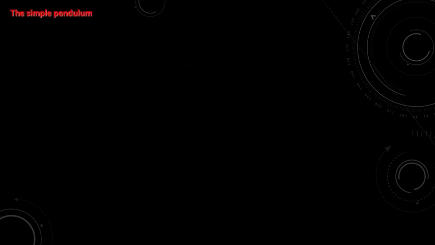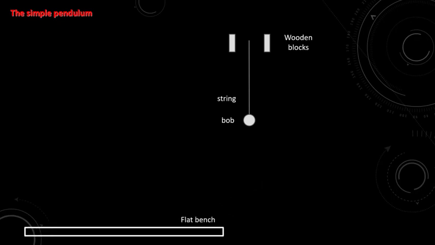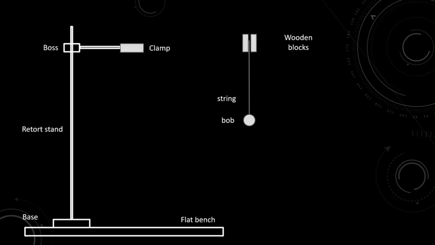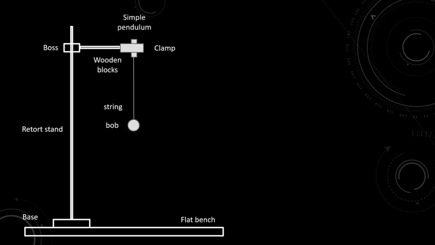Now, let's see the simple pendulum. So, how do we construct a simple pendulum? We simply need two wooden blocks like this, a piece of string with a bob attached to its end. Then we will require a flat bench like this, a metal base like this, a retort stand, the boss, and the clamp is fixed to the boss as shown here. We pinched the two wooden blocks so that we can hold the string, and then we clamp it like this.